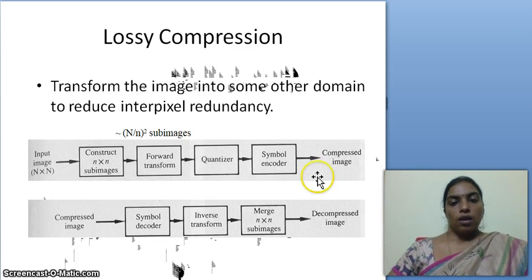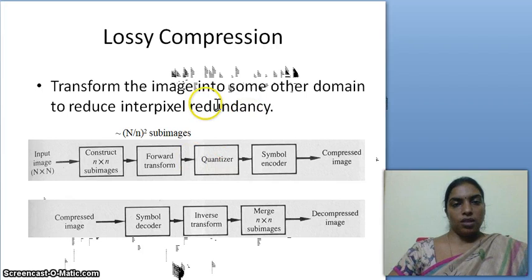So what is the encoder block and what is the decoder block for lossy compression in transform coding? Here we transform the image into some other domain, and also reduce the interpixel redundancy. This mapper is for reducing the interpixel redundancy. The image is transformed into another domain, that means the spatial domain is transformed into the frequency domain.